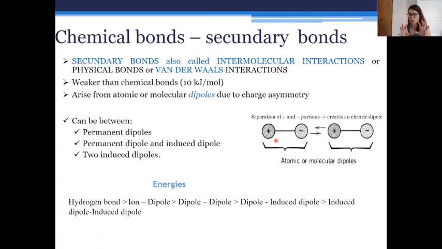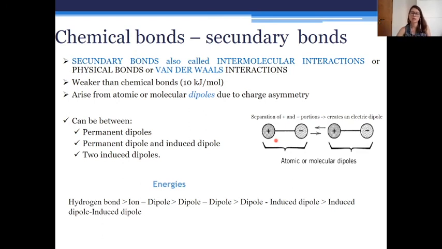So two of these kinds of molecules: permanent dipoles, or a permanent dipole and an induced dipole. This dipole is created by the approximation of a permanent dipole, so it will influence the repartition of charge in these atoms or molecules. Or two induced dipoles, due to the proximity of these two entities, so it will create this asymmetry of charges. So we have different kinds of such secondary bonds that can be formed that have different energies.